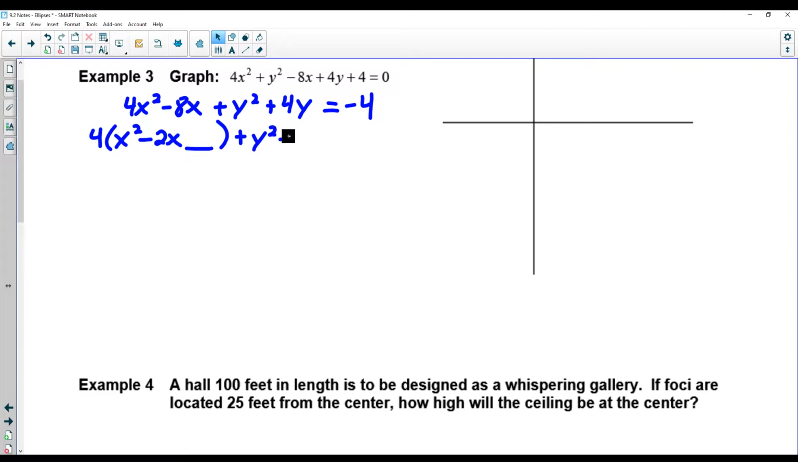And leave a space again. You didn't leave a space. Leave a space. I told you that. So leave a space to complete the square.